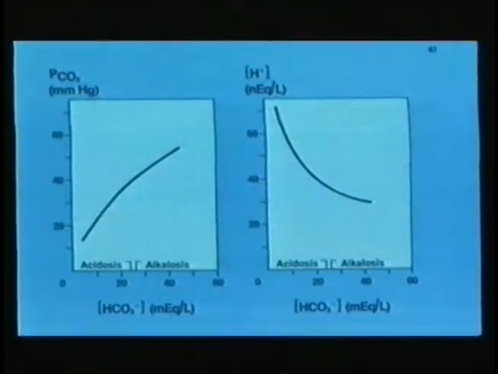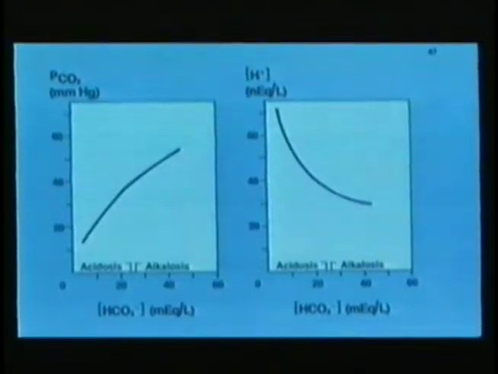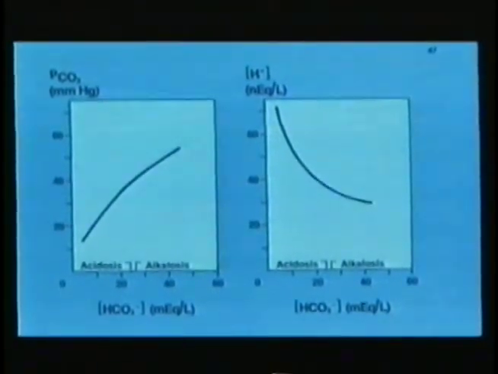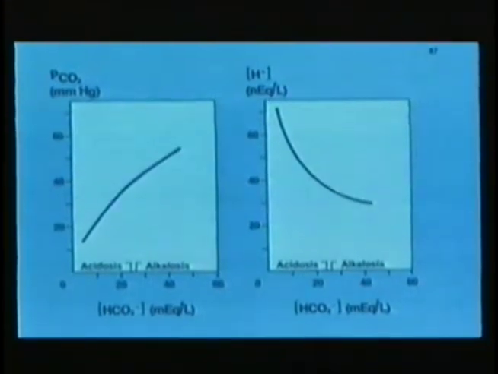47. In view of the Henderson equation, the PCO2 bicarbonate ion relationship can be expressed in terms of hydrogen ion rather than PCO2. It should be noted that the hydrogen ion response to changes in bicarbonate ion is a continuum. That is, the more severe the change in plasma bicarbonate concentration, the greater the perturbation in hydrogen ion.